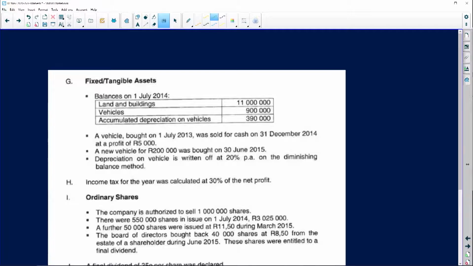calculation. Right, so adjustment G is on tangible assets. So I'm given balances on the 1st of July 2014. So obviously at the beginning of the financial year. So I've got land and buildings 11 million, vehicles 900,000, accumulated depreciation on vehicles 390,000. Now remember, I was also given a trial balance with balances at the end of the year.